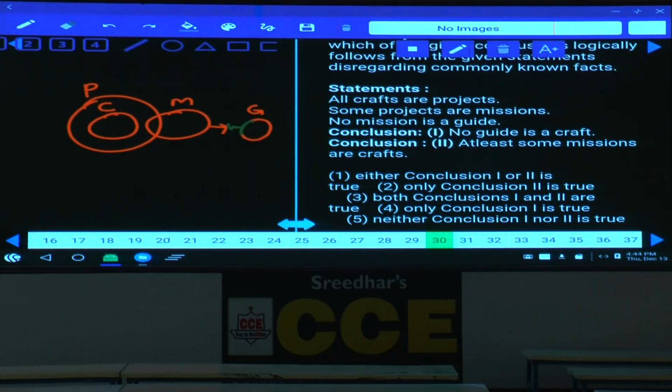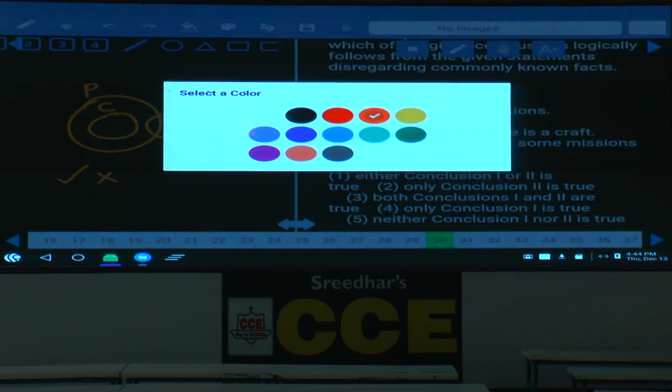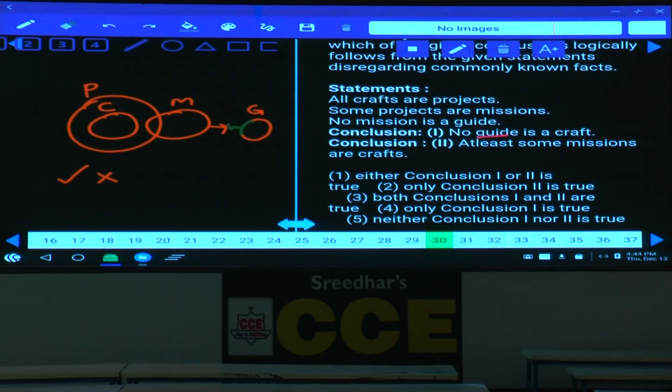Then what is the first conclusion here? No guide is a craft, definitely true. And some missions are crafts, that is false. To make the first one false, we need to prove its alternate diagram. No guide is a craft, its complementary pair is some guides are crafts. Tell me how to represent this one.